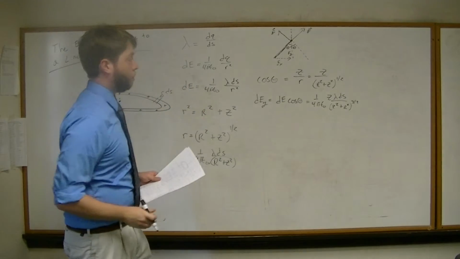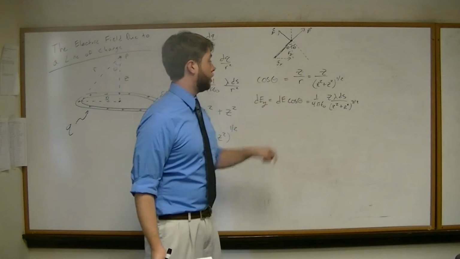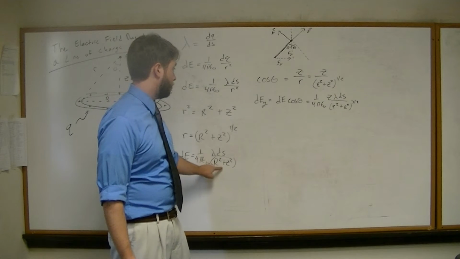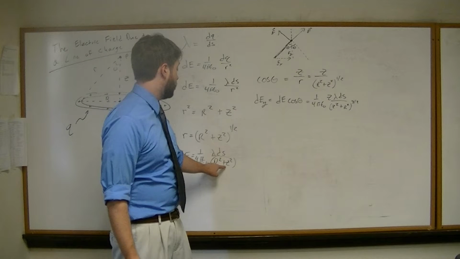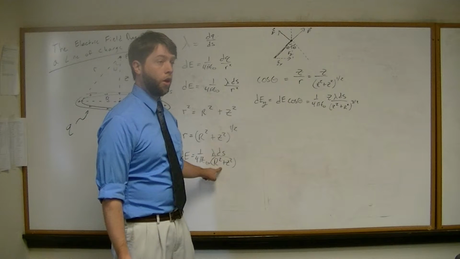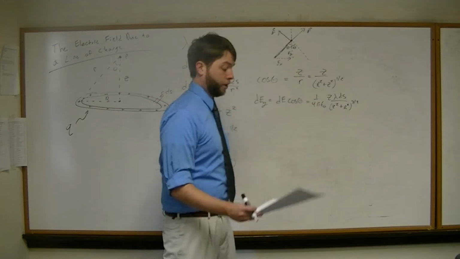That's what happens when we multiply by the cosine of theta. Cosine of theta was z over little r. I had in this original part r squared plus z squared. So now I need to multiply this by z over r, so this goes to r squared plus z squared to the 3/2 power, and I have a z up here in the numerator.